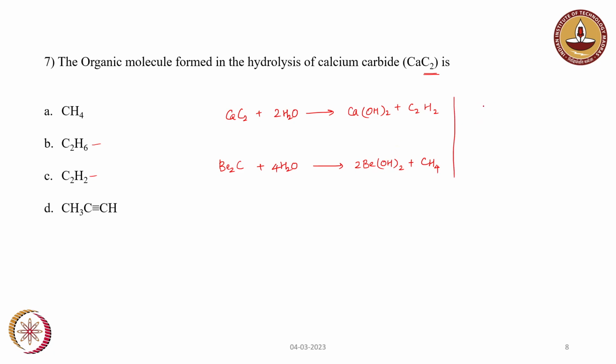The point is that all second group carbides, except Be2C, are in the form of MC2.